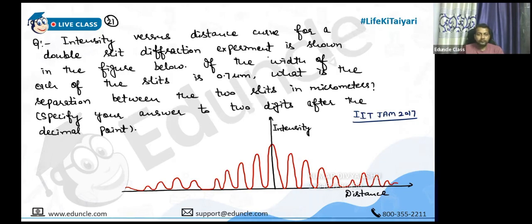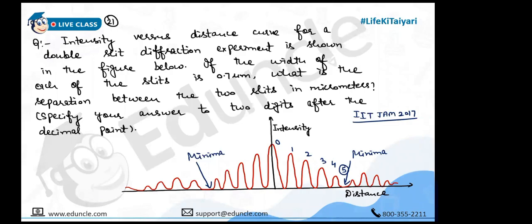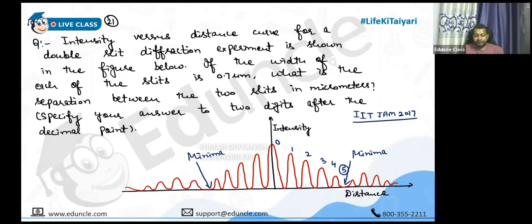Yes, Durga. So here is the minima. See, here is the minima. Am I right? Which order is this? This is 0, 1, 2, 3, 4. So one peak is missing. There should have been one peak. So fifth one is missing. Okay. Is it clear from the diagram? So it means fifth order is missing. So a plus b by a is equal to 5.